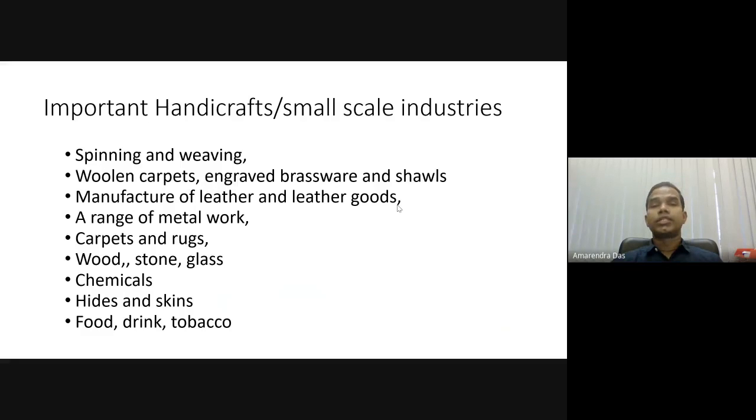Now, what are the major industries or handicrafts that India had before the British started ruling in India, and how were they impacted? The major handicrafts that India had were spinning and weaving, then woolen carpets, engraved brassware, shawls, manufacture of leather goods, a range of metal work, carpets and rugs, wood, stone, glass, chemicals, hides and skins, food, drink, tobacco. So we had different varieties of handicrafts and small industries in India, and we were exporting quite a lot of these industrial products to many other countries. But we see that during British rule, all these industries were affected very badly for different reasons.